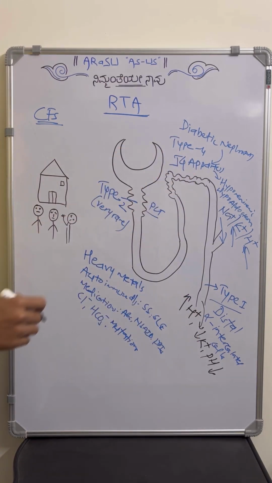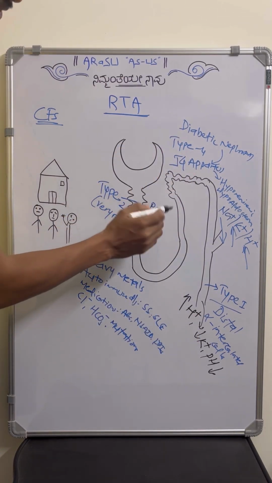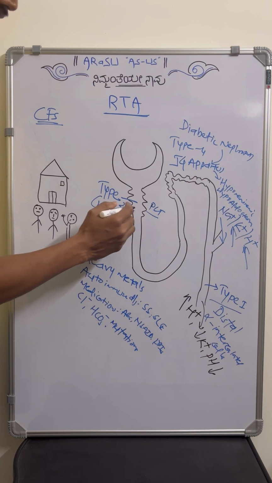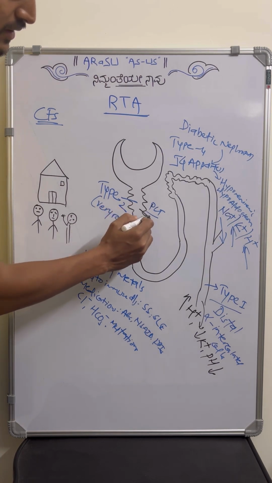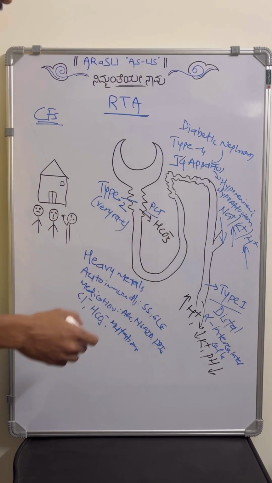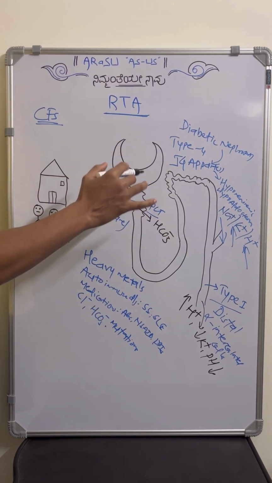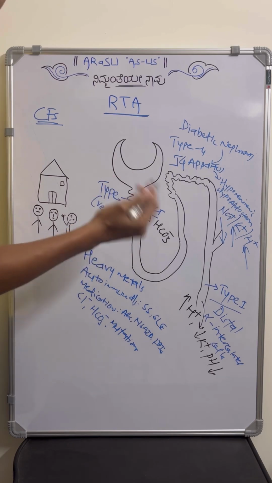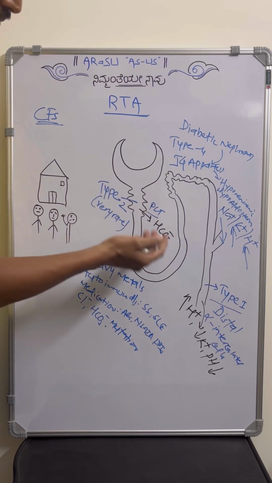Similarly in type 2, that is lesion of proximal convoluted tubule. Here what is happening? Here the main abnormality is related with bicarbonate absorption. So there will not be enough bicarbonate absorption. So overall level of bicarbonate in the body will be reduced. That will manifest as acidosis, metabolic acidosis.